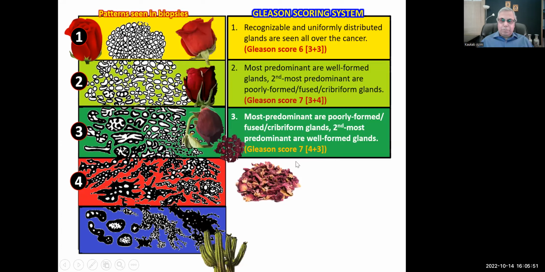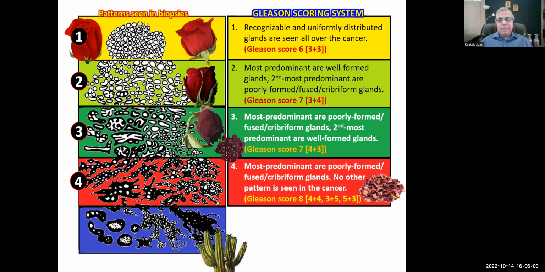Obviously, they're both 7, but this one is more aggressive than this one, because it has got a larger area in the biopsy that has this type of gland. So this is a bit of a problem in the Gleason scoring system. They are both 7, but this one clearly is more aggressive.